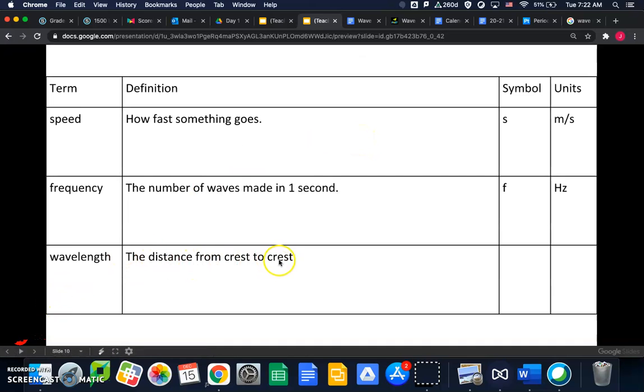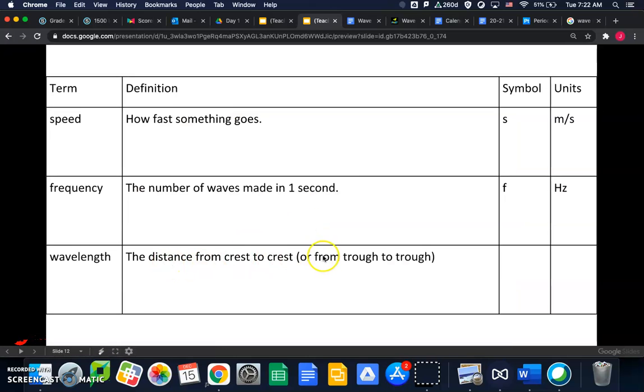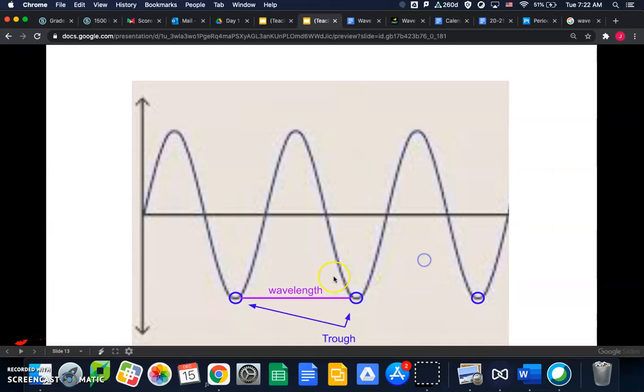Wavelength, that's the distance from crest to crest. So remember, the crest is the top of the wave, so if you measure the distance from the top to the top, that's the wavelength. It could also be from trough to trough, though, remember, so you could also measure from the bottom. So from trough to trough, that's also the wavelength.